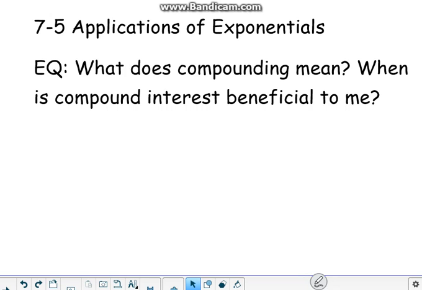All right, so let's talk about applications of exponentials. This is 7-5. Please take down your essential question. What does compounding mean, and when is compounded interest beneficial to me? This is nice because we actually start talking about money, how money grows. We all like more money, so let's see how it grows in your bank account or if you've got some investments. So pause the video, take down your EQ, and let's continue.